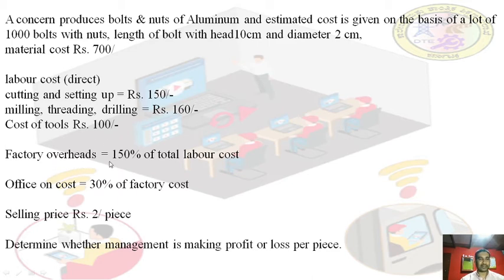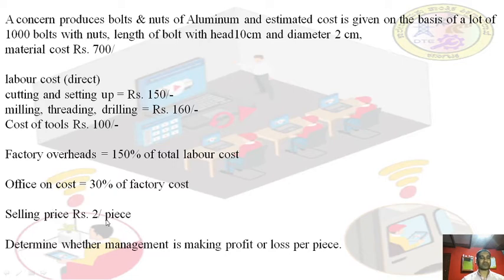The factory overhead is 150% of the total labor cost. So the total labor cost here is 310. If you add both these two, the office on cost is 30% of the factory cost. So you need to calculate the factory cost, then the office expenses will become 30% of the factory cost.